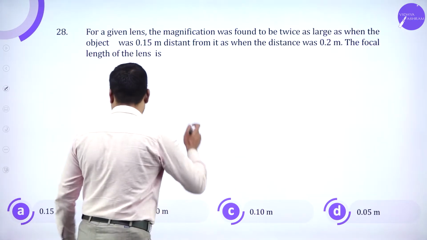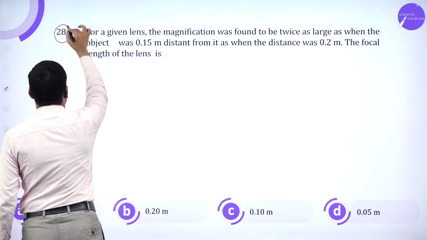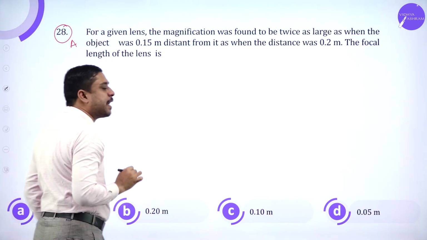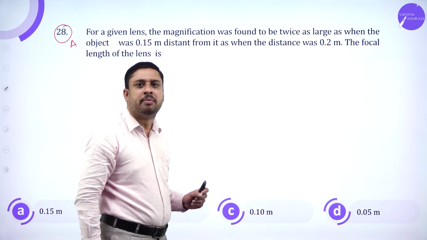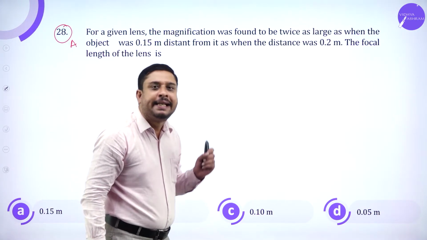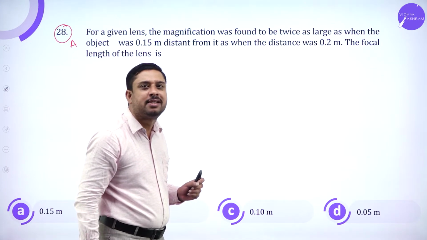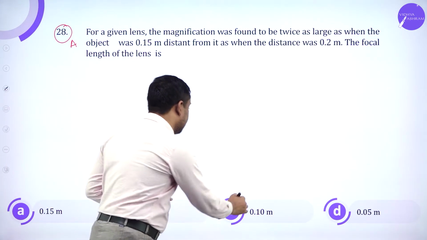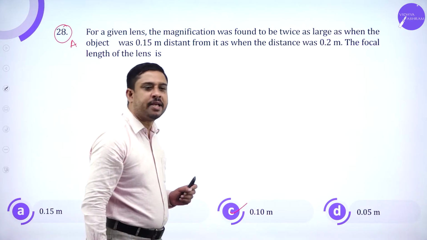Yeah, this is an assignment for you all. I have already done the same problem in the previous session. Take down your notebook, take down your pen or pencil, solve this. It turns out to be 0.1 meter.